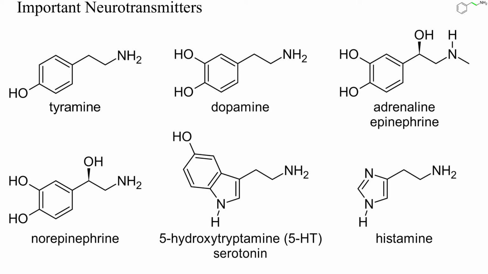Neurotransmitters are mostly amino acid derived small molecules released by neurons and other cells to communicate with each other. Many neurotransmitters are phenethylamines, as those shown here. Synthetic analogues of these compounds can activate or block their receptors and are used for treating various diseases.